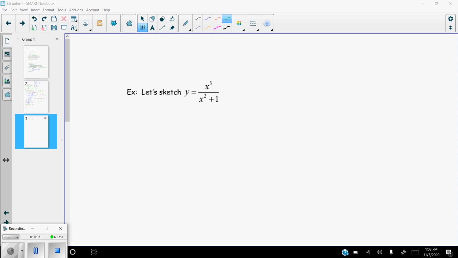Okay, section 3.5, video 2, just one more example. Another rational function here that we're going to try and sketch. Let's go through the basic things that we need. We need the domain.